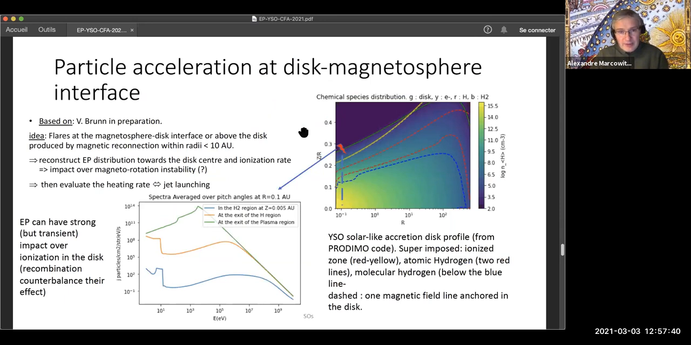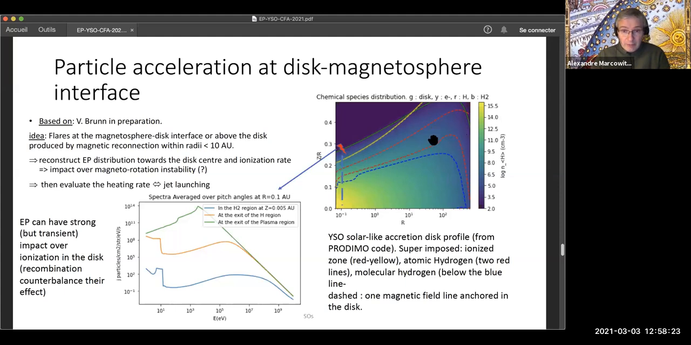So we started to investigate the impact of reconnection events on disk and jets. Basically, we assume some reconnection event at some position over the disk. Here is a disk solution obtained with the ProDiMo code, which is a chemistry code that calculates species abundances once you know the type of star. So you have radiative transfer coupled with chemistry calculations.